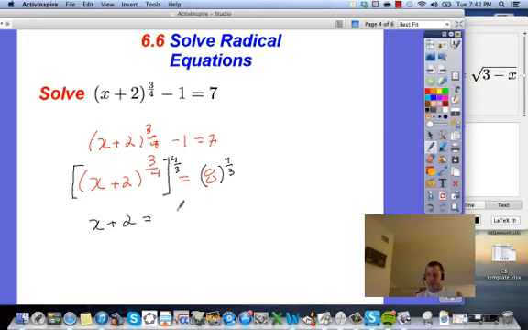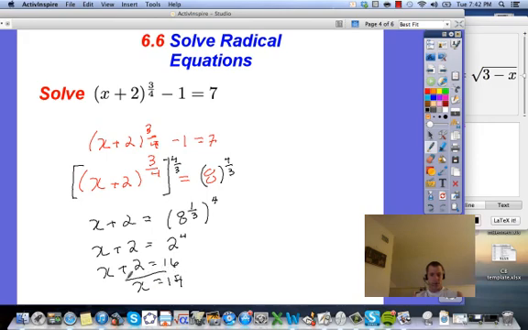Okay, but we can actually rewrite this as 8 to the 1/3 raised to the 4th power, excuse me. So you got to think to yourself, well, what number to the 3rd power gives me 8? 8 to the 1/3 actually gives you 2. So you're going to have 2 to the 4th, which is 16. So you have x plus 2 equals 16. So x equals 14. And that is your solution to that equation. Okay?